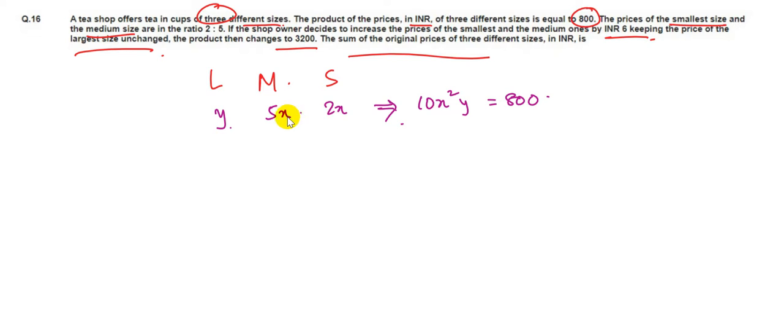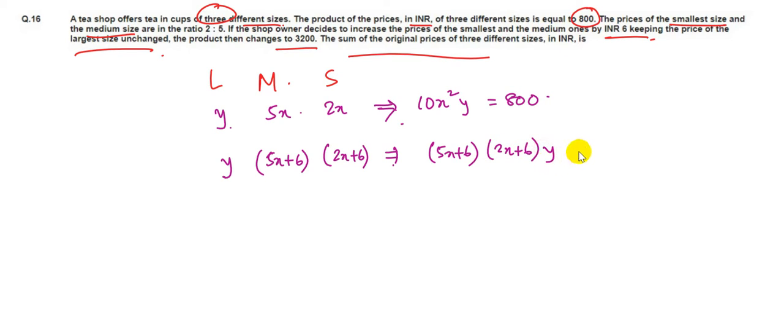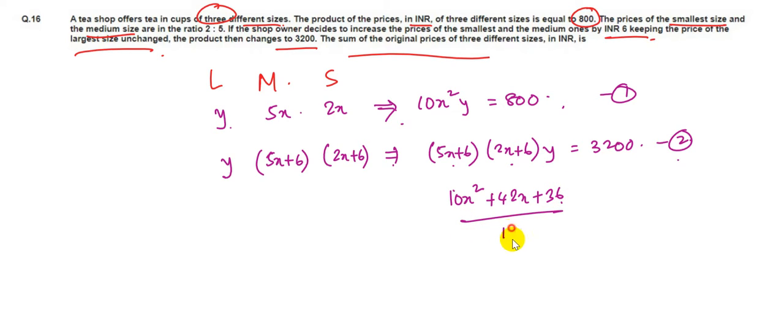And if the price of the medium and small are increased by 6 rupees, then this becomes 5x plus 6, and this becomes 2x plus 6. This remains as y. So we get 5x plus 6 times 2x plus 6 into y is equal to 3200. Now this is a very simple one. If I divide the second equation by the first equation, I get 5x plus 6 times 2x plus 6, that's 10x square plus 42x plus 36, upon 10x square, is 3200 by 800, that's 4.